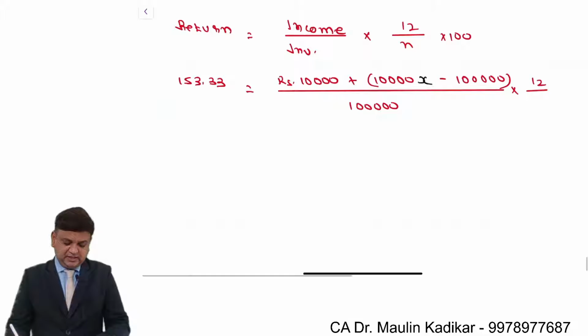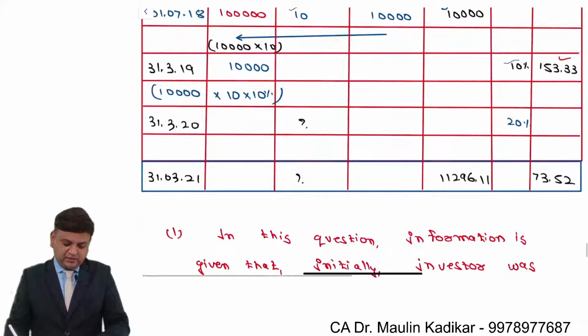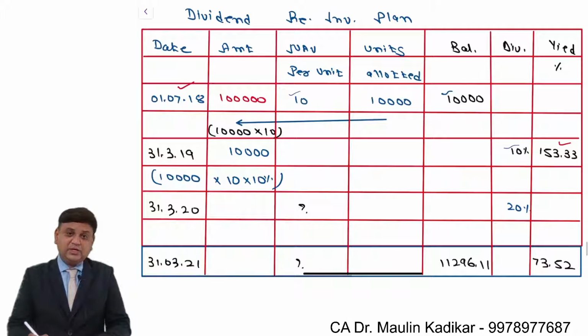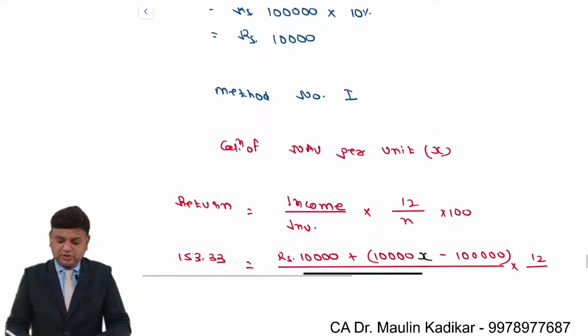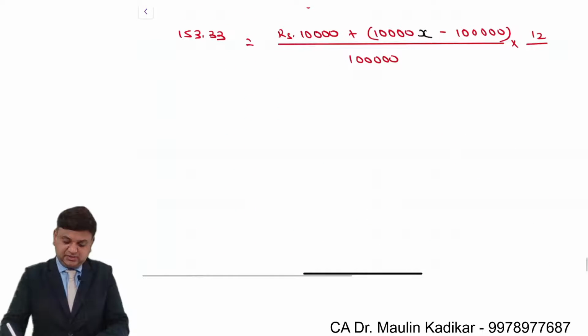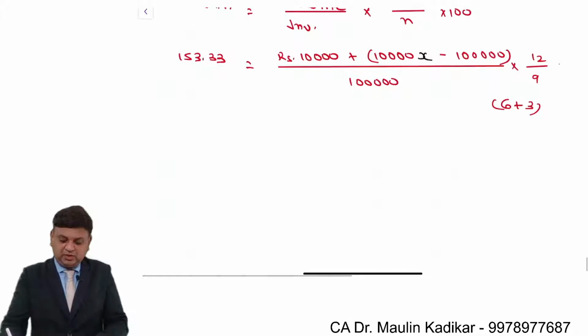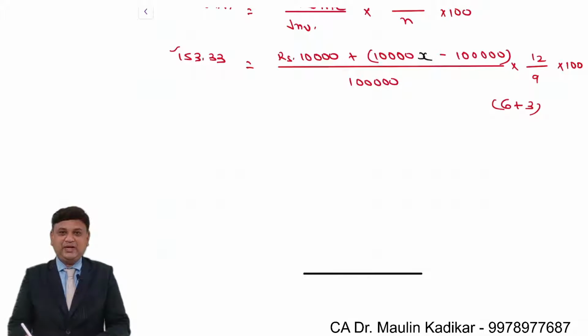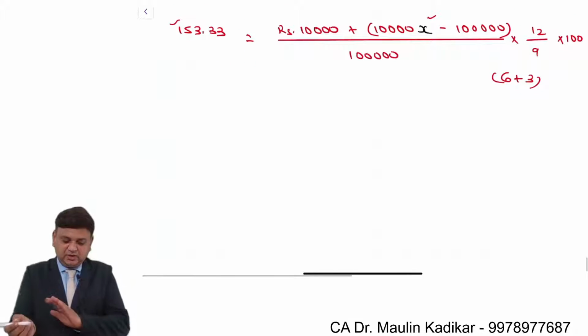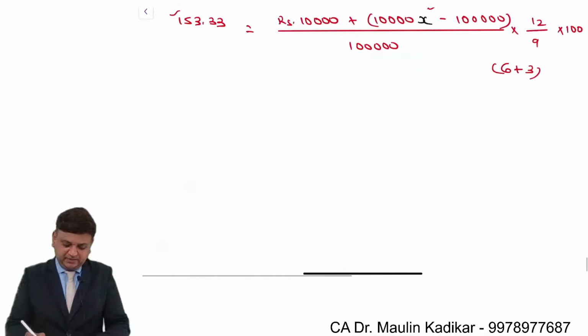We understand that the investment was made on 1st of July 2018 and the date on which you are computing the return is 31st of March 2019. So the time period is 9 months. That is 6 months of 2018 and 3 months of 2019. Into 100 for getting answer in percentage term, because this is in percentage term. Now X will be found as balancing figure. So I'm keeping it over here. Rest everything will be transferred over there.